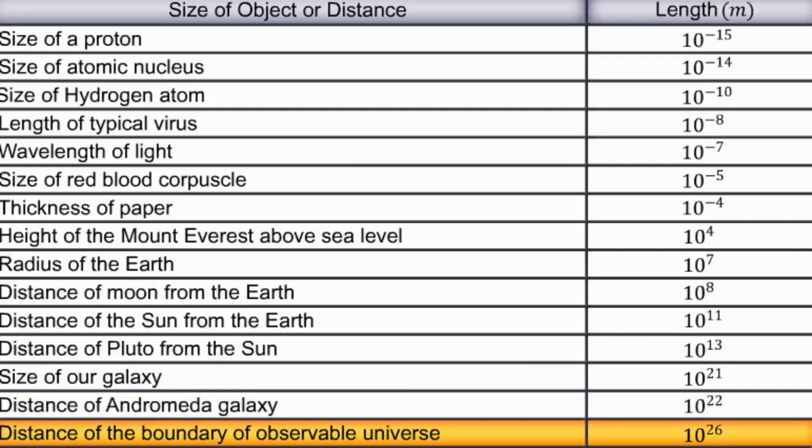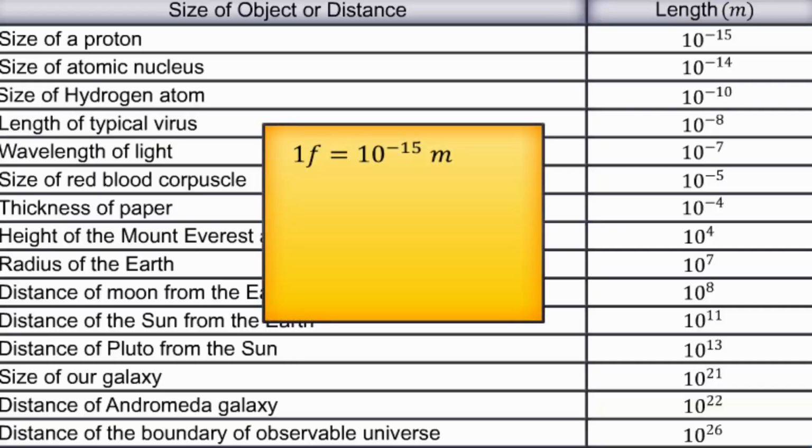Some of these units are named for usability purposes, such as Fermi, denoted by small letter f, which is equal to 10 to the power minus 15 meter. Angstrom, denoted by accented A, equal to 10 to the power minus 10 meter. Astronomical unit, denoted by AU, that measures the average distance of the Sun from the Earth, which is equal to 1.496 into 10 to the power 11 meter.